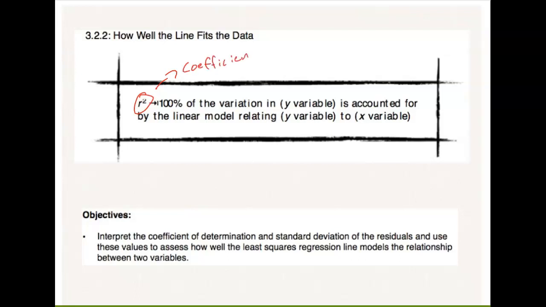coefficient of determination, a very important sounding value, very, I don't know, what, sci-fi or fantasy sounding? Like what somebody would name a sword? Here we go.